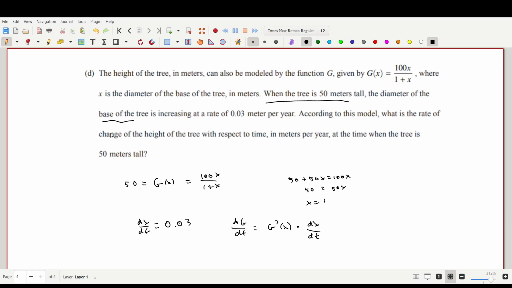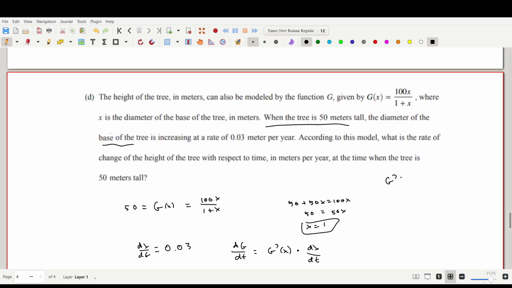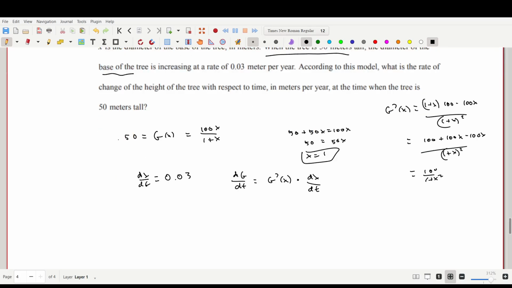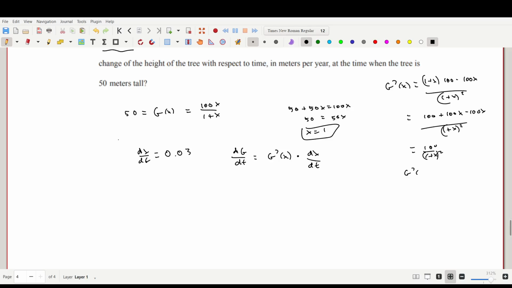And we know x is 1. That's convenient. We know dx/dt. What's g prime of 1? I've got to compute that. G prime of x is low d high minus high d low over low squared. And that's 100 plus 100x minus 100x over (1 plus x) squared. And that's just 100 over (1 plus x) squared. So g prime of 1 is 100 over 1 plus 1 squared, which is 4, and then that's going to be 25. So g prime of 1 is 25.